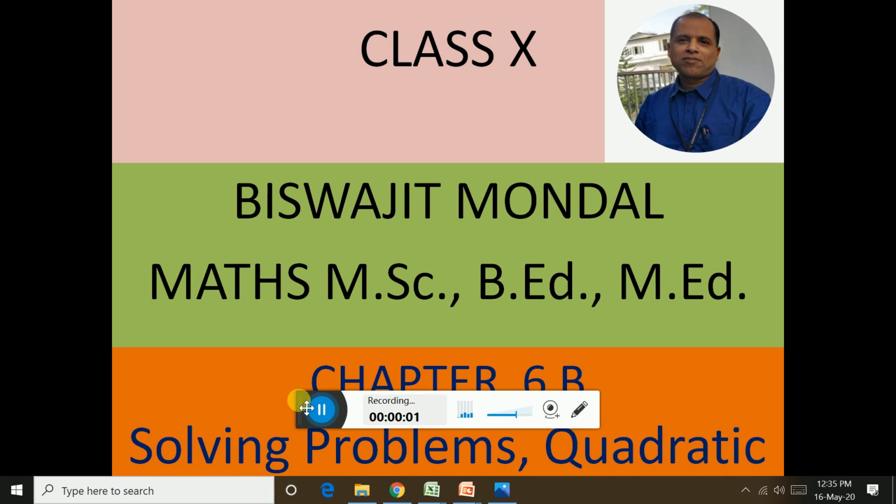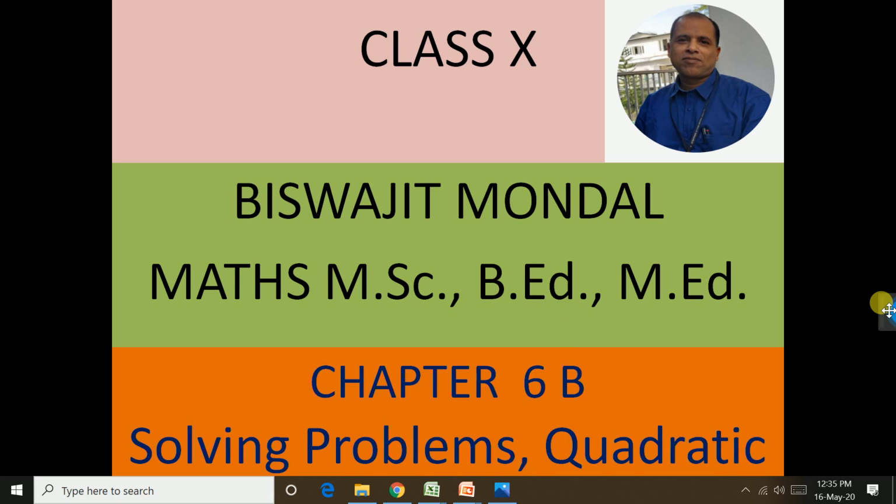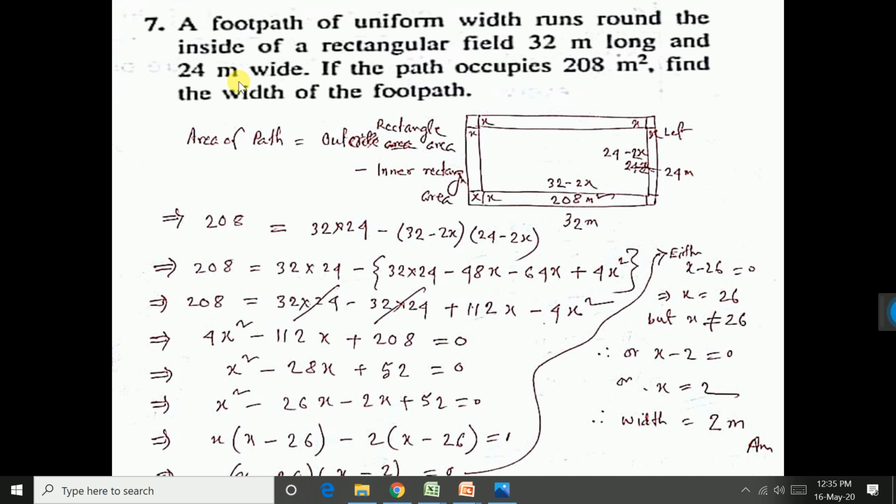Class 10 students, I am solving problems based on quadratic equations. Exercise 6B from Concise Mathematics, Selina Publishers. Sum number 7. A footpath of uniform width runs round the inside of a rectangular field 32 meters long and 24 meters wide. If the path occupies 208 meters square, find the width of the footpath.